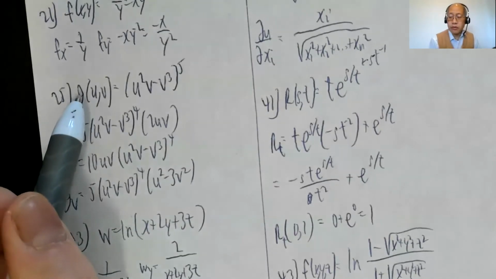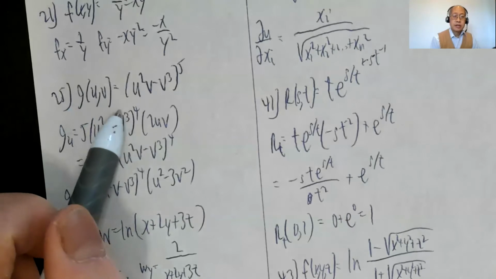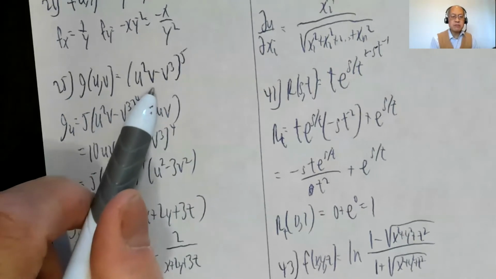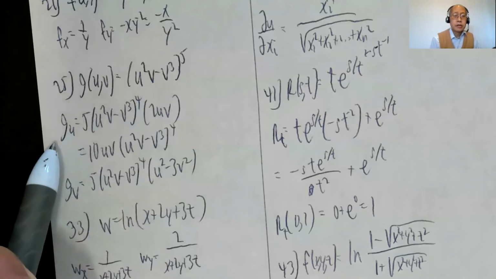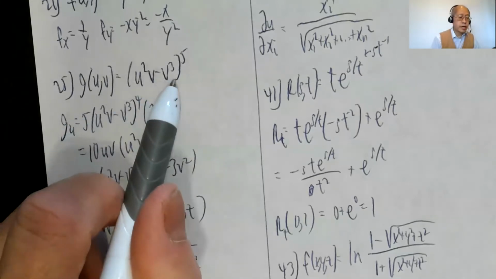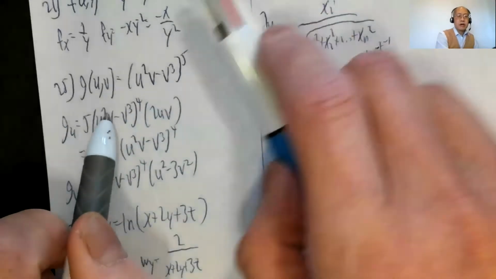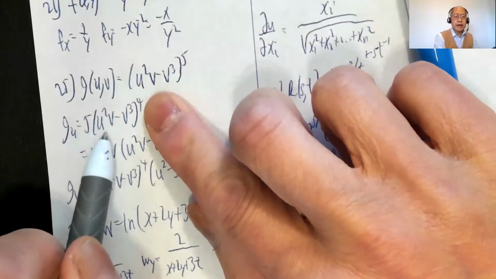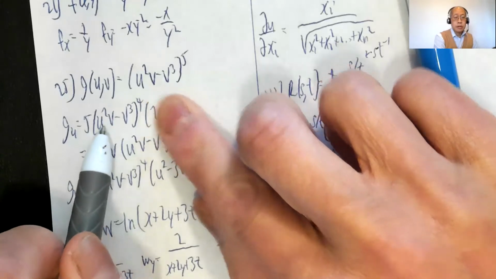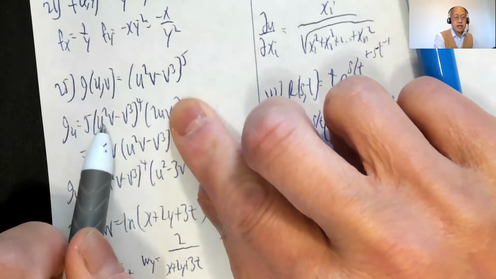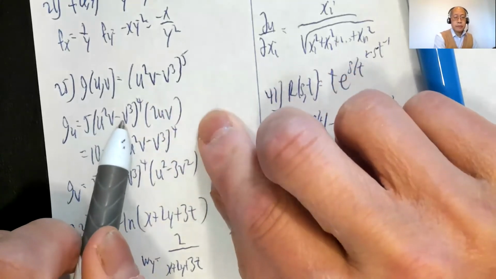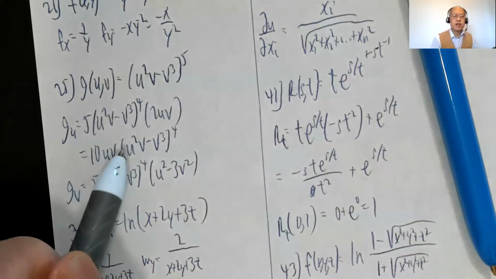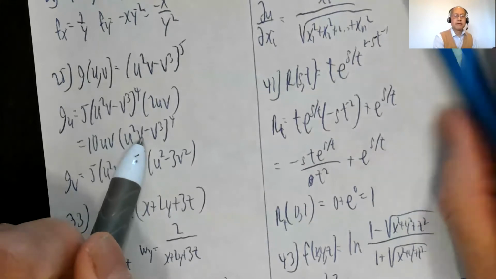25, you don't have f of x and y. You're going to have u and v. So g of u, v is u squared v minus v cubed to the 5th power. Okay, derivative with respect to u. So chain rule, 5 times the inside to the 4th power, and then times derivative of the inside with respect to u. So 2uv minus nothing, because this doesn't have any u. And a little bit of cleanup, 10uv times u squared v minus v cubed to the 4th power.